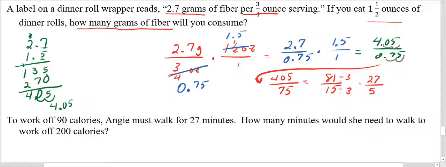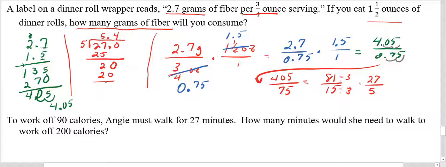So now I can divide out my 27 over 5. 5 goes into 27 5 times, that gives me 25, 2 left over. Put a decimal and a 0, bring down my 0. 5 goes into 20 4 times, and I have a 0 remainder. So then I'm going to have 5.4 ounces of fiber.